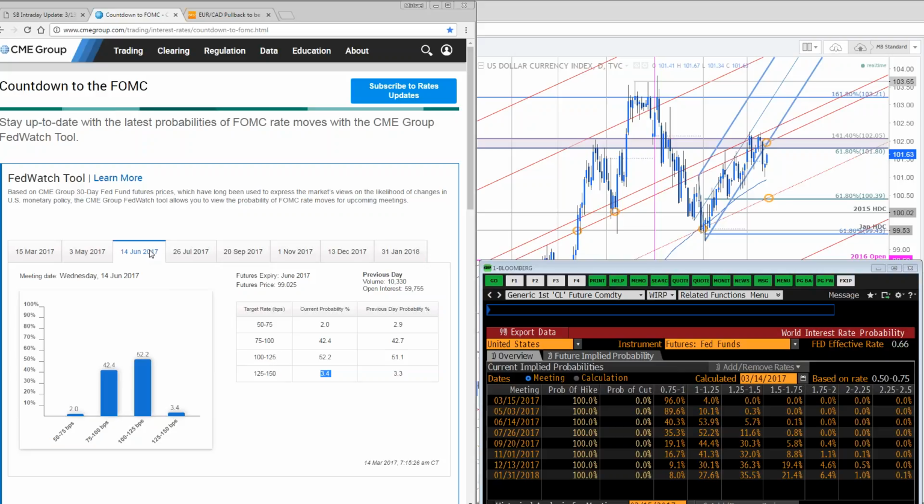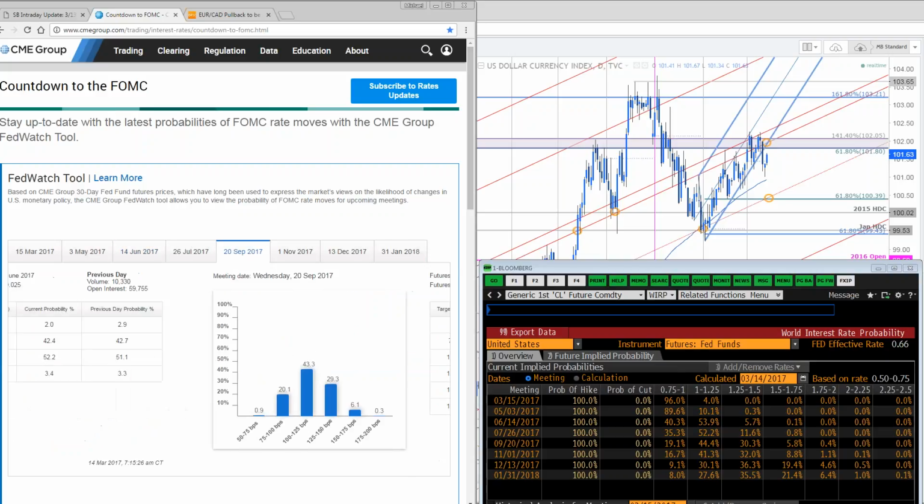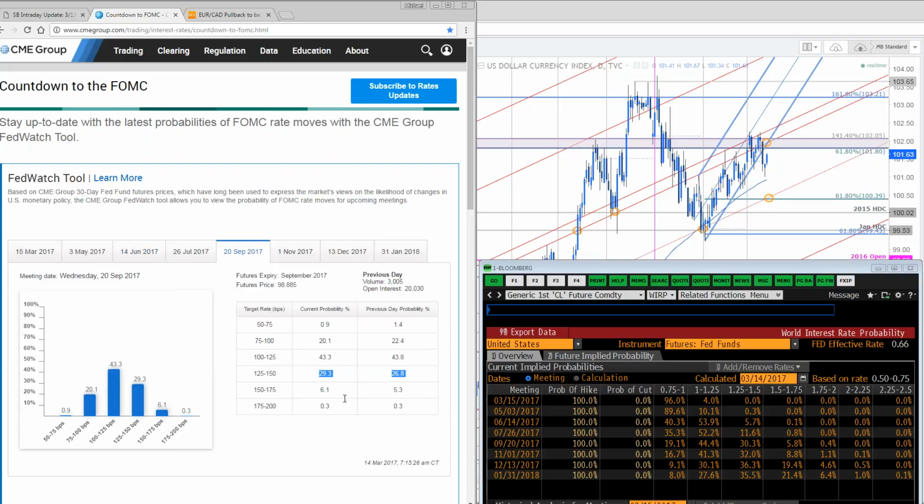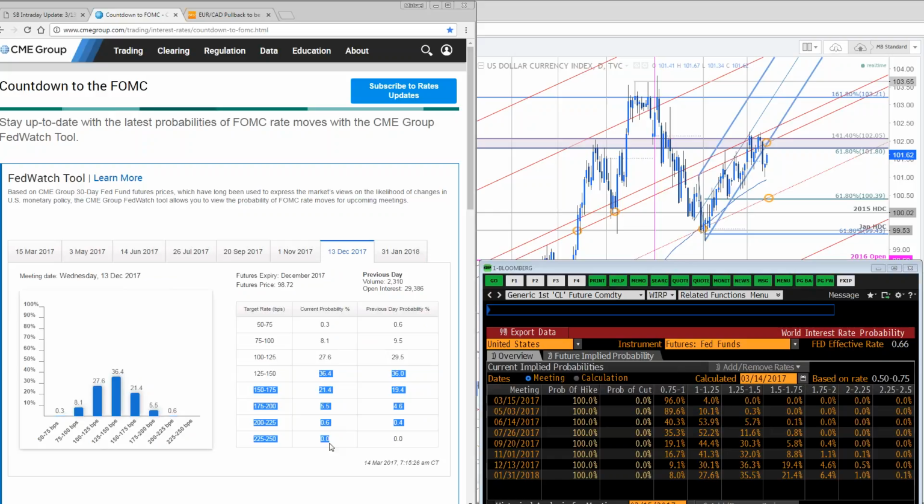The next quarterly projection meeting would be September, and that's still not quite as high. It looks like a hold in September, less than 50%. Jump into December, the last one for this year, and you start to see that be above 50%. So what the markets are actually pricing in at the moment is a hike in March, a hike in June, a hold in September, and another hike in December. That's 3 hikes, and that's what you want to focus on tomorrow.